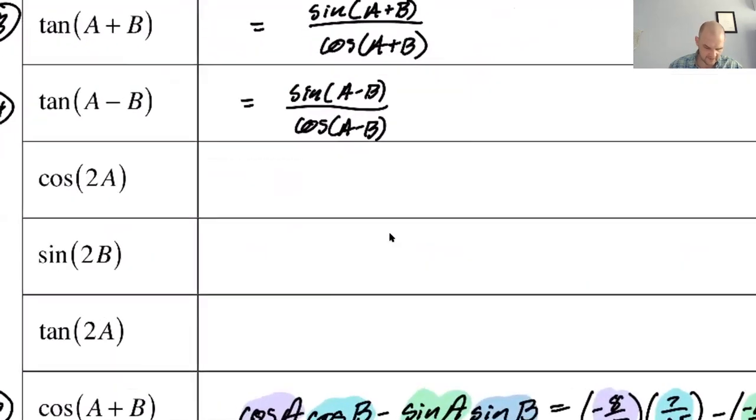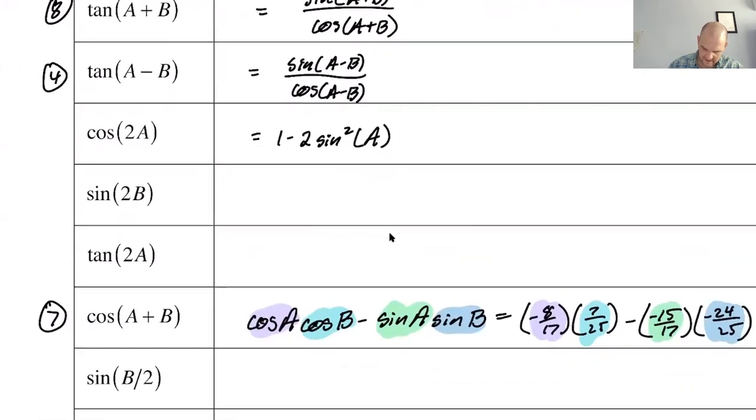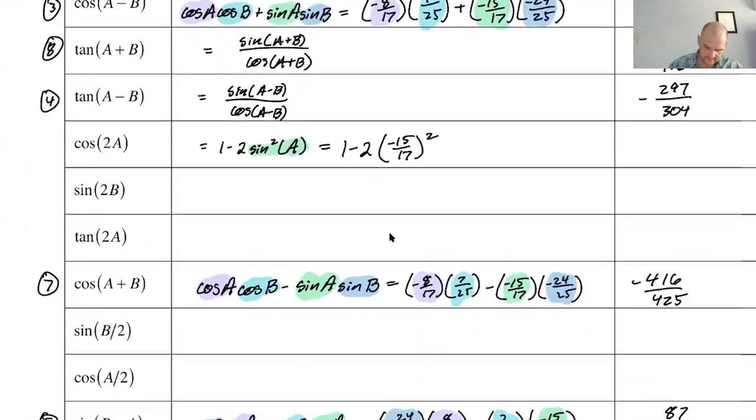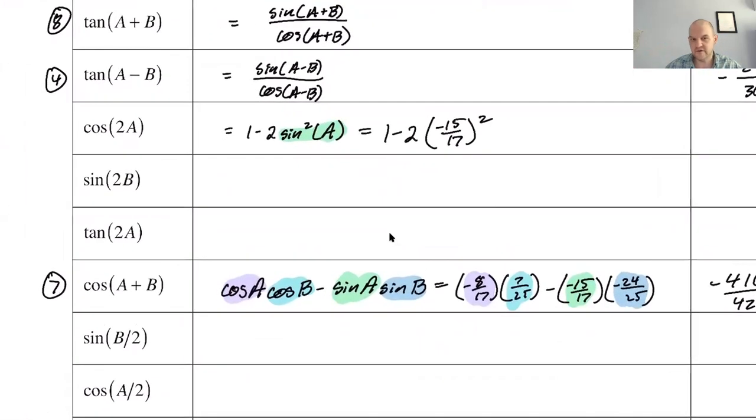So I'm going to do 1 minus 2 sine squared of a. So sine of a is this green one. So we're going to do 1 minus 2 sine of a, negative 15 over 17. And then we'll square that. And so I'll do that on the calculator in a minute.